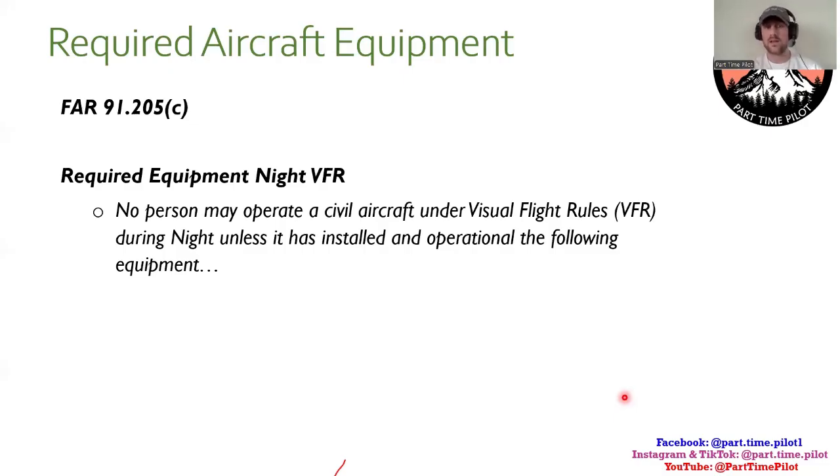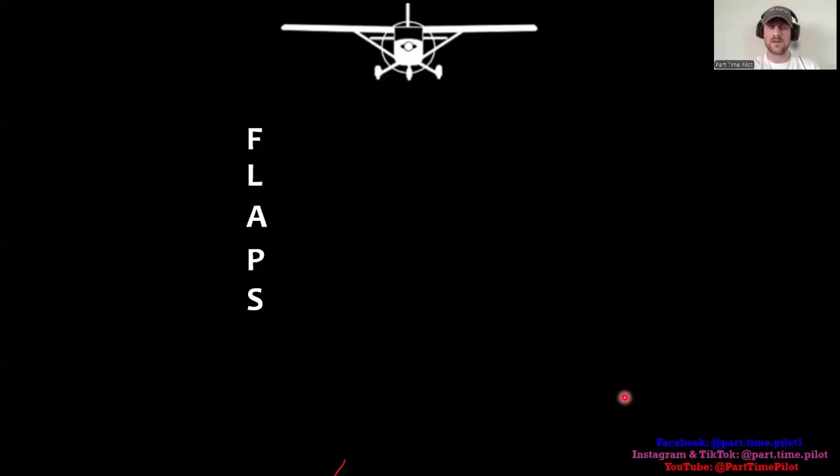All right, so now let's talk about 91.205 paragraph C, which describes required equipment for night VFR. So this is flying at night under visual flight rules. It says no person may operate a civil aircraft under visual flight rules or VFR during night unless it has installed and operational the following equipment. So this mnemonic, again, another good one that relates to aviation. This mnemonic is FLAPS. So the F stands for fuses or circuit breakers.